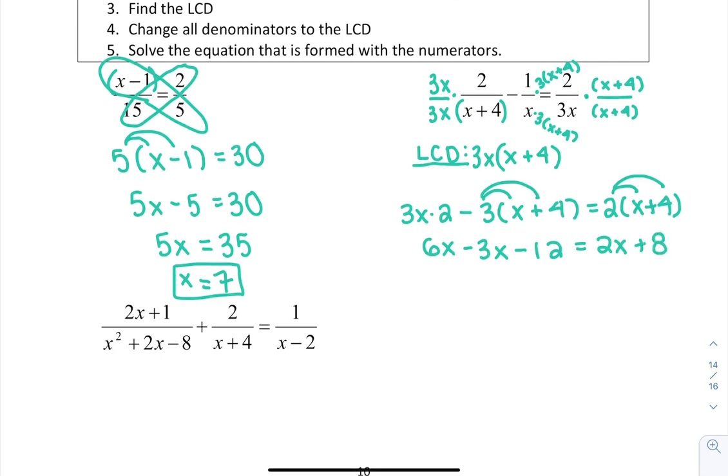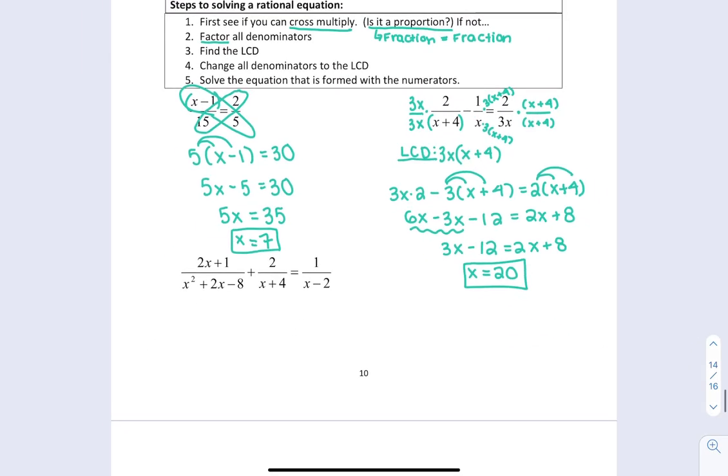Now let's combine like terms. So this 6x minus 3x becomes 3x minus 12 equals 2x plus 8. And finally, I'm going to subtract 2x from both sides, add 12 to both sides, and I get x equals 20. So there's my final answer. Let's try this again in the next problem. This one's a little bit more complicated, but not too bad.